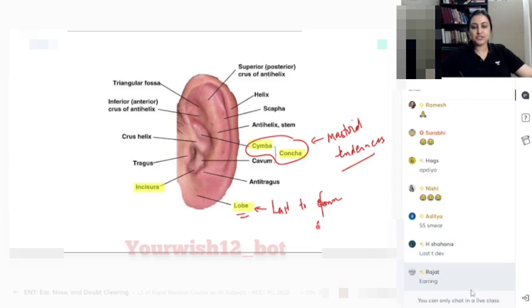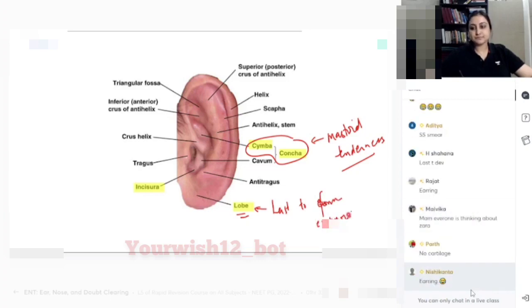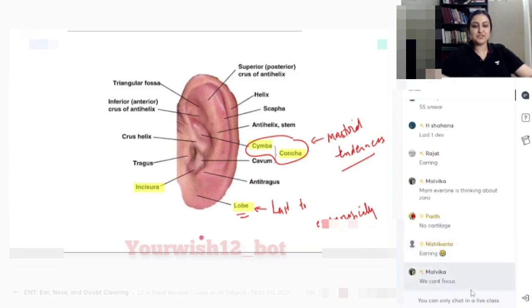Last to form embryologically. कल ले आऊंगी पक्का. कल ले आऊंगी पक्का से. In the beginning of the class. This time she is not available actually.